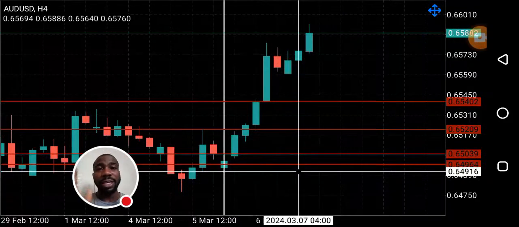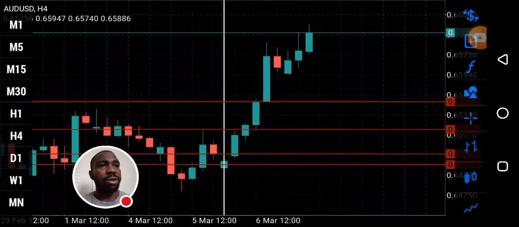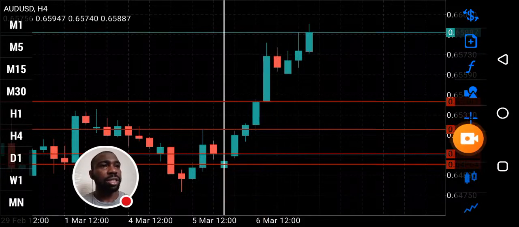Australian dollar USD is still bullish. I hope that is clear. Okay, let's move to the next pair. Australian dollar JPY is bearish.